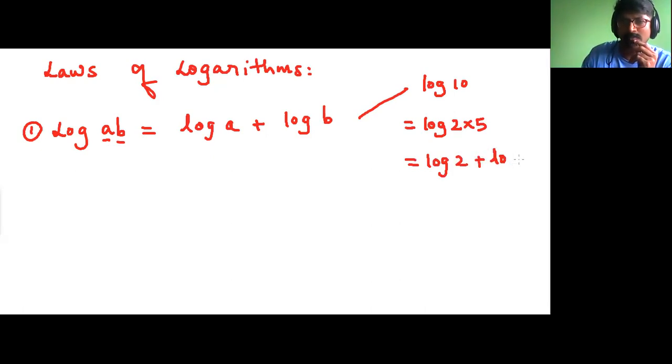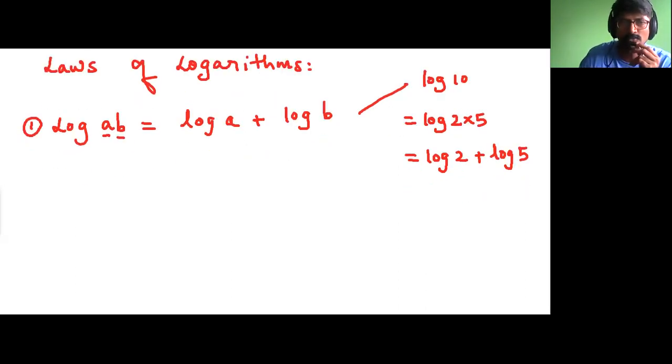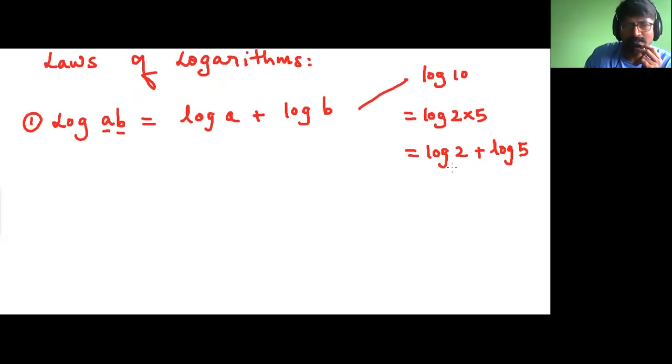Now you must be wondering, sir, where has the base come from? So when there is no base, that means there is 10. Remember that when there is no base, that means the base is 10. And if there is some base, then that is to be written over here, like 3 or 5 or something like that. So when there is no base, then it is 10. You have to remember that.